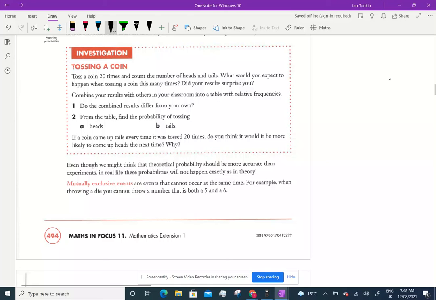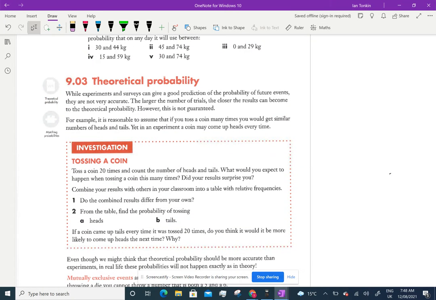Okay, year 11, about to do a video on chapter 9 on theoretical probability, and we're going to have a look at exercises 903 and 904.